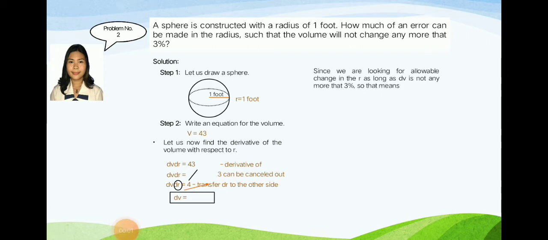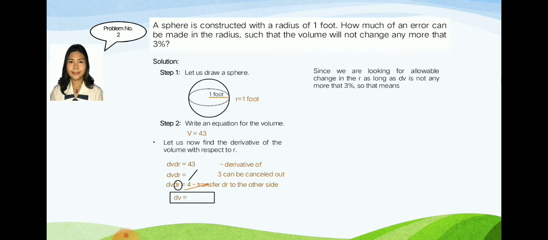Excuse me for the typographical error, everyone. So here is the complete form: dV is equal to 4 pi r squared dr. So this is the correct equation, guys.